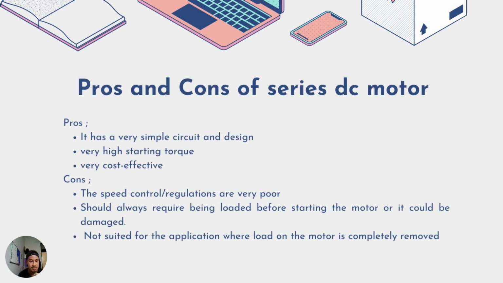Next are the pros and cons of the series DC motor. The pros are that it has a very simple circuit and design, a very high starting torque, and it is very cost effective as it is simple and easy to maintain. The downsides are that the speed control regulation is very poor, and it should always be loaded before starting the motor or it could be damaged. And lastly, it is not suited for applications where the load on the motor is completely removed.